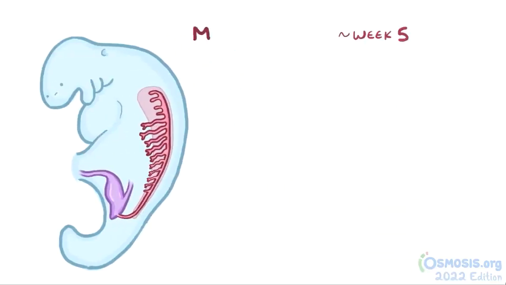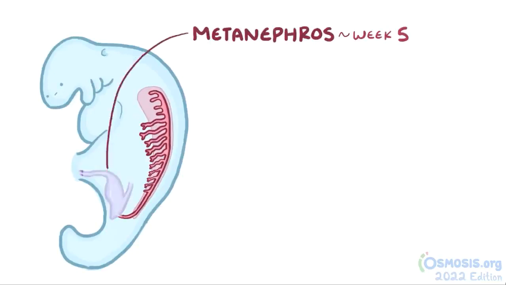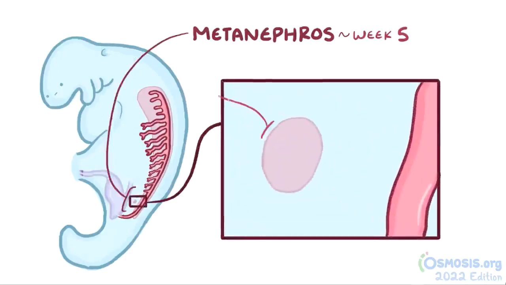Around week 5, the metanephros develops, and this forms the permanent kidneys. So for a couple of weeks, the metanephros and the mesonephros coexist. The metanephros forms in the pelvic region. First, intermediate mesoderm near the mesonephric duct differentiates into the metanephric mesoderm, which is sometimes called the metanephric blastema.